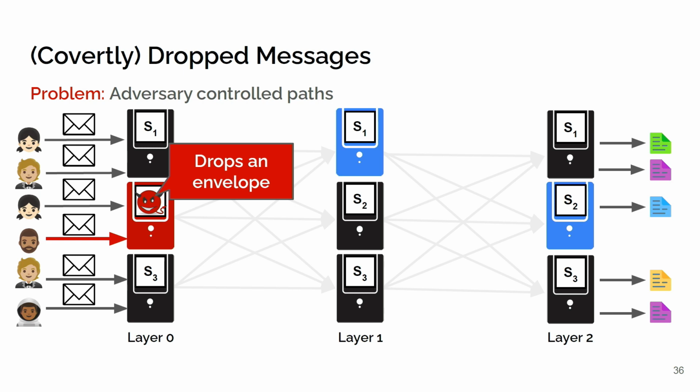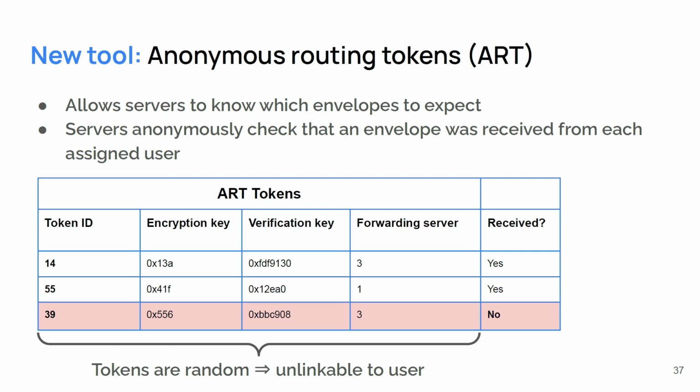And so the first new tool we introduce in Trellis is the anonymous routing token, which is going to solve this problem. The anonymous routing token is going to allow servers to know which envelopes to expect. And with an anonymous routing token, a server will be able to anonymously check that an envelope is received from each assigned user. I won't go too much into the details in this talk, but the form of the token is a series of random values, and this is unlinkable to the user because all the tokens look random. But with the token, a server is able to check that it receives an envelope for whatever user created this token, even though it doesn't know that user.